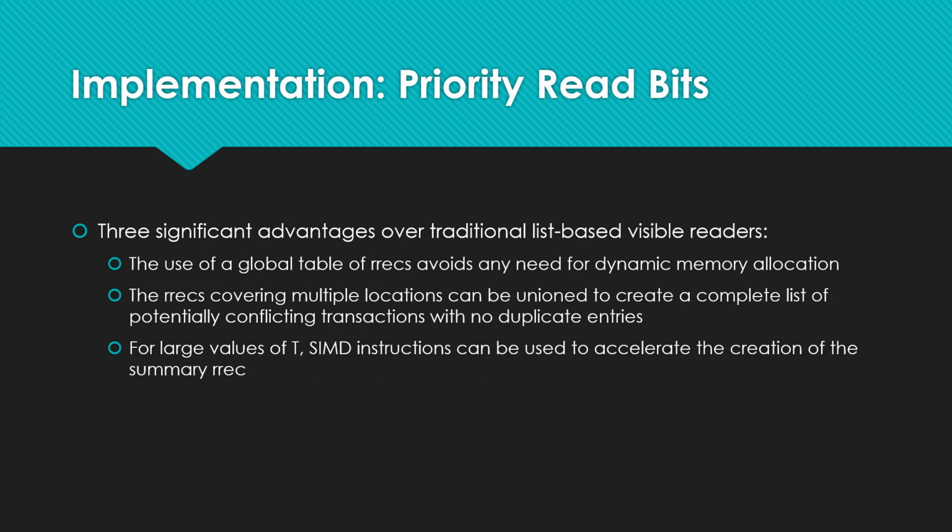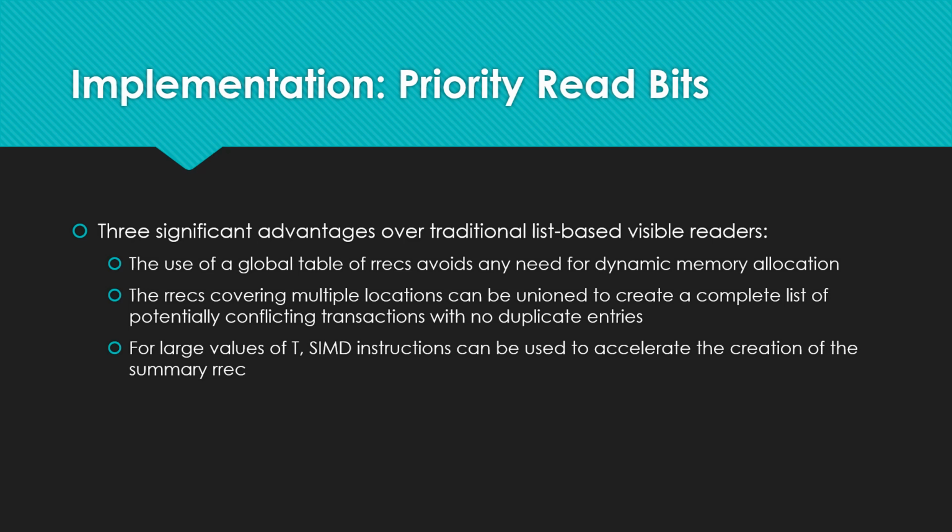This approach has three significant advantages over the traditional way of doing things. The use of a global table of RRECs avoids any need for dynamic memory allocation. It's purely static. The RRECs covering multiple locations can be unioned to create a complete list of potentially conflicting transactions with no duplicate entries. And for large values of T, that is the number of entries in the transaction table, SIMD instructions, or single instruction multiple data, which is basically the same operation on multiple data points simultaneously, can be used to accelerate the creation of the summary RREC.